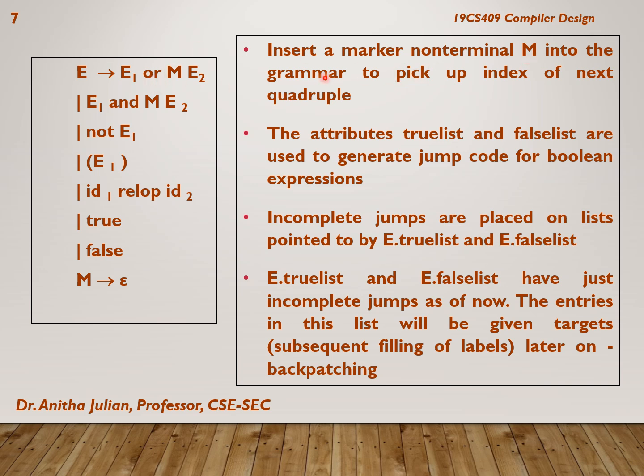M is a non-terminal which is a marker, and it is inserted into the grammar to pick up the index of the next quadruple. See, we need to know whether, after evaluating E1, we should necessarily evaluate E2. So for that only we are putting the marker.